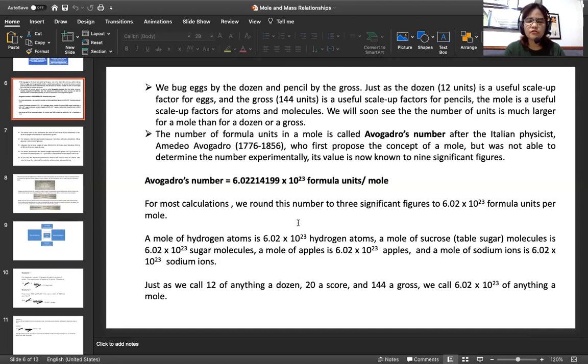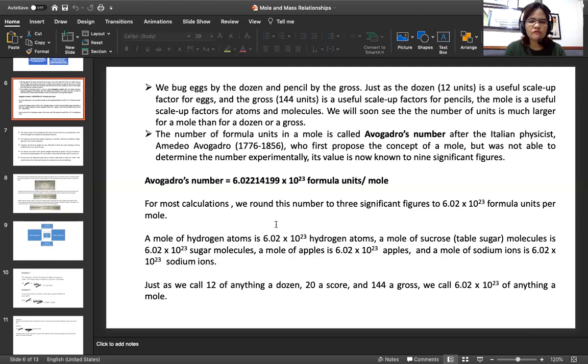So, for most calculations, nira-round off yung number sa tatlo. So, mostly, pag multiplying factor, lagi siyang tatlo. Although, makakakita kayo ng isa o dalawa. Pero, if you're dealing with significant numbers to be included, lagi dapat ay tatlo. The first number, dot, then the two numbers that follow.